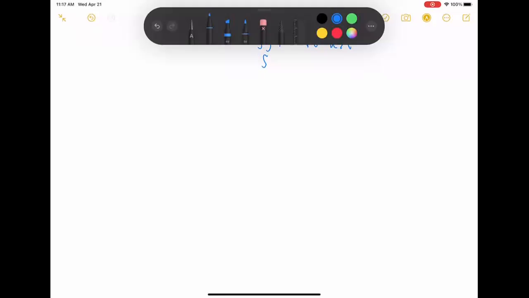Let's do some examples of some surface integrals of the kind of gnarly flux variety. Okay. All right. Let's see here. I have one right here. Okay. So here's an example.